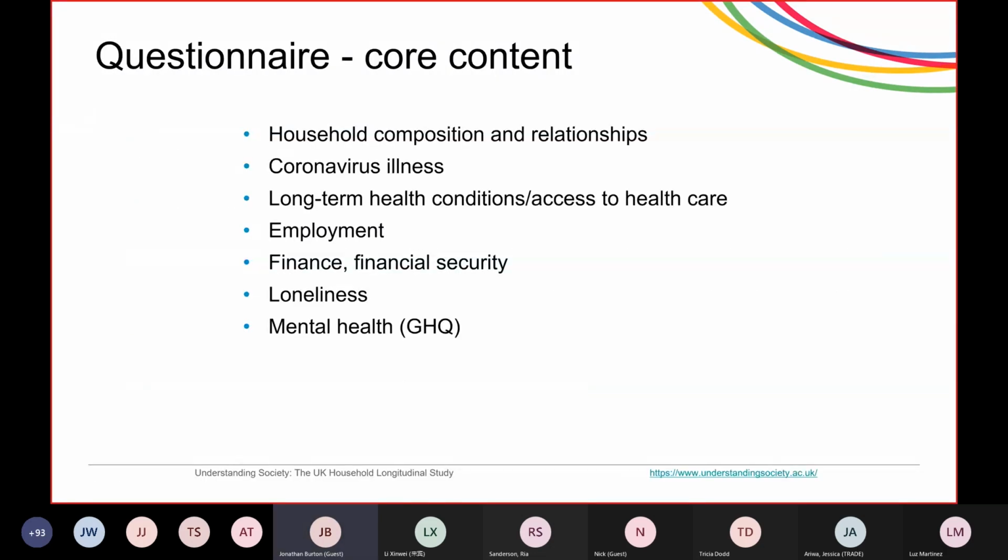So the questionnaire, we try and keep the core content fairly stable, although things do change as the government keeps changing the rules. So we ask about household composition, relationships, and the core is asking about the coronavirus, long-term health conditions and access to healthcare. So are people finding it difficult to access healthcare for other problems they might have? Obviously, things like employment, financial security, loneliness, and mental health are all big issues.